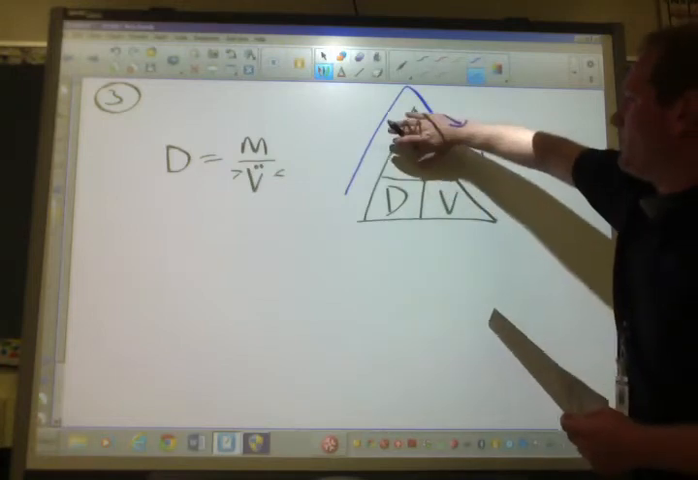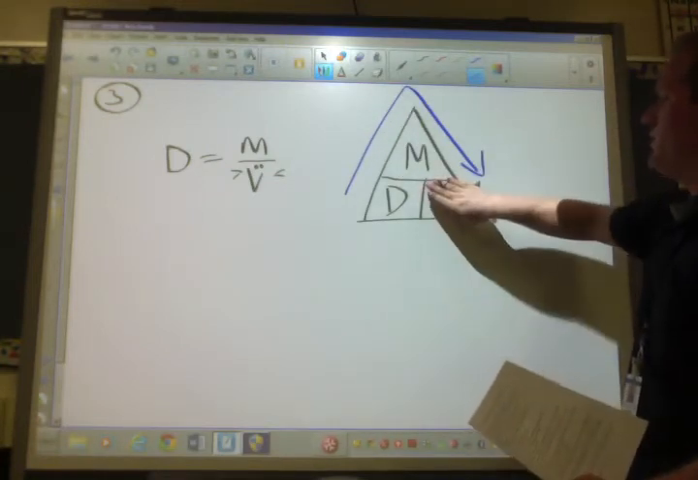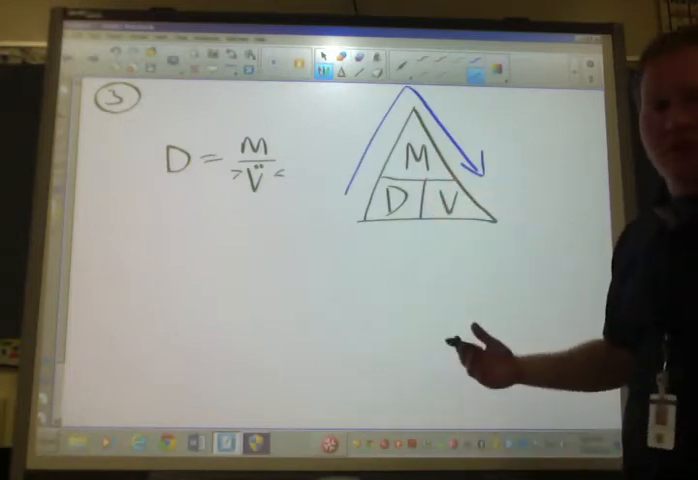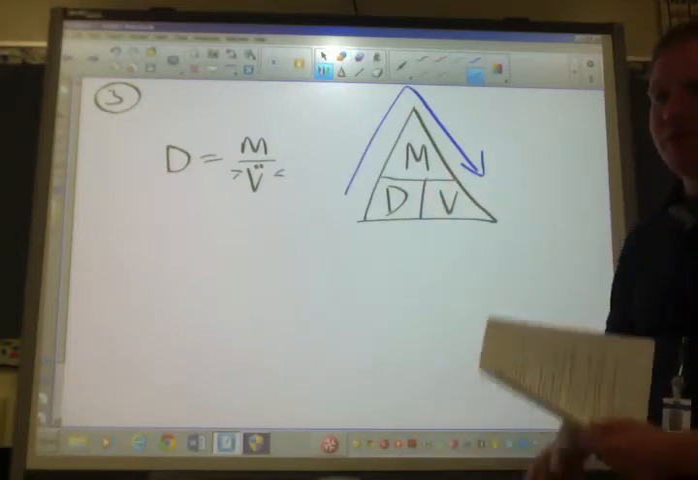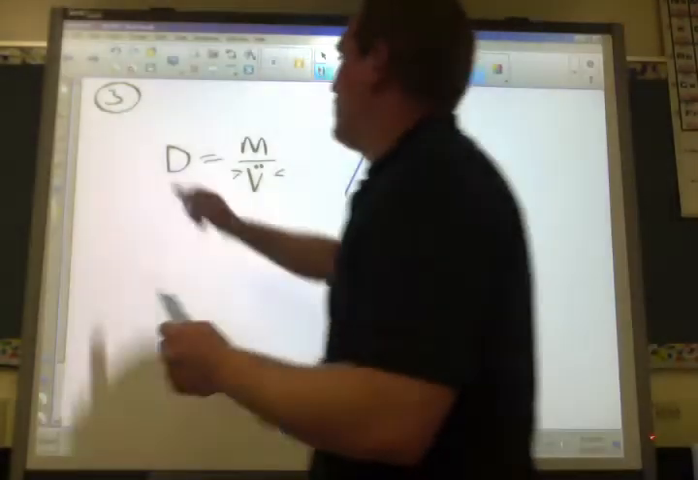With this, if you want to solve for mass, it's density times volume. If you want to solve for volume, it's mass over density. The best way to do it though, just keep an eye on your units. If your units don't cancel out right, you have the formula wrong.